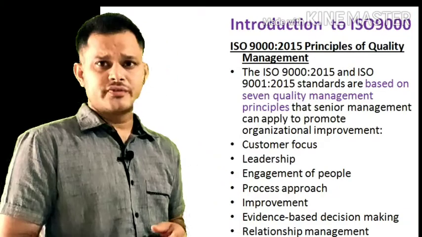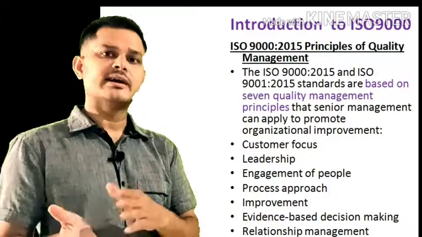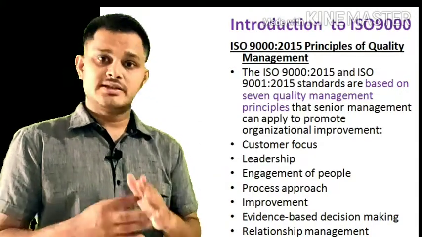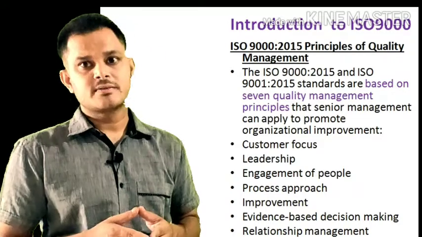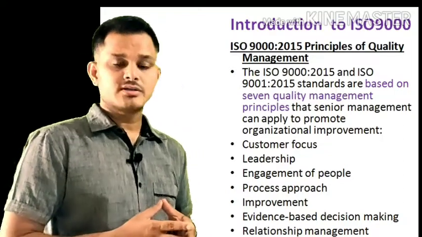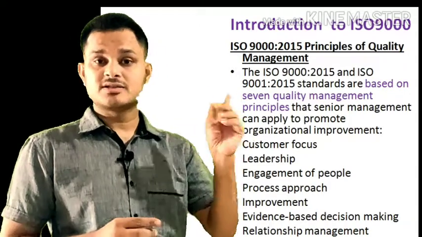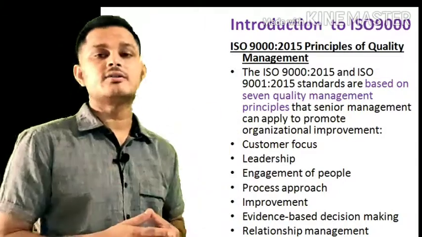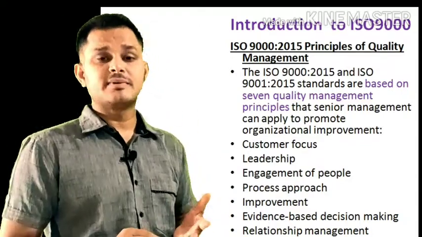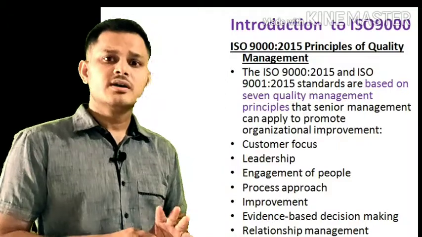Next is ISO 9000:2015, the principles of quality management. The standards revised in 2015 are based on 7 quality management principles that senior management can apply to promote organizational improvement: customer focus, leadership, engagement of people, process approach, which we discussed as a disadvantage and has been taken care of in the 2015 update, improvement, continuous improvement, evidence based decision making, meaning hypothetical decisions are not taken and decisions must have evidence in the background, and relationship management.